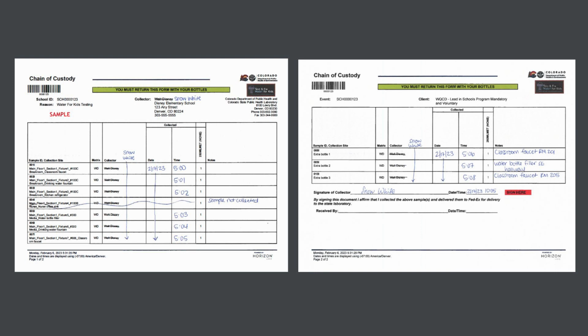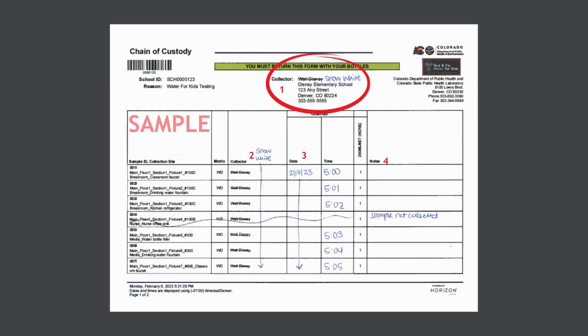This chain of custody form is a legal document that gets sent back to the state lab, and so we want to give you some tips on how to complete it successfully. So you can see in number 1, we have the collector listed as Walt Disney. However, Walt was unable to take the samples, so Snow White did. Please make sure to write down the actual collector in the name field. And then in number 2, you can see we've crossed out Walt all the way down the column and wrote in Snow White's name. In number 3, you can see we have a date and time box.